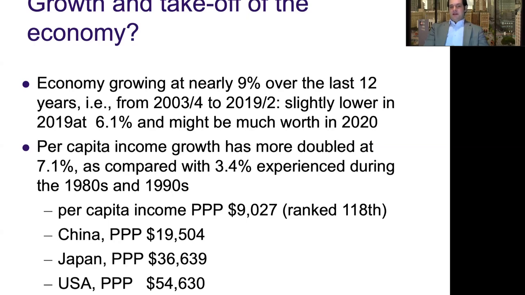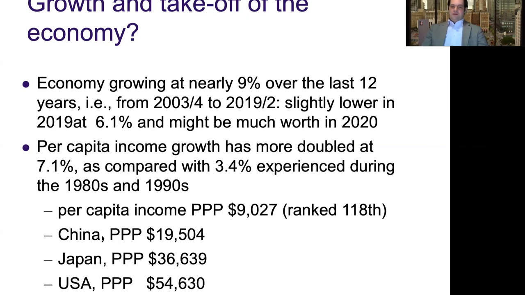But at the same time, the country is still quite a bit lower than even China. So its per capita income, PPP, is $9,027. I think that's the number for 2019. It ranks 118th place on a global chart. So it's not at the very high levels, and that is of course reflecting its situation as a developing economy.